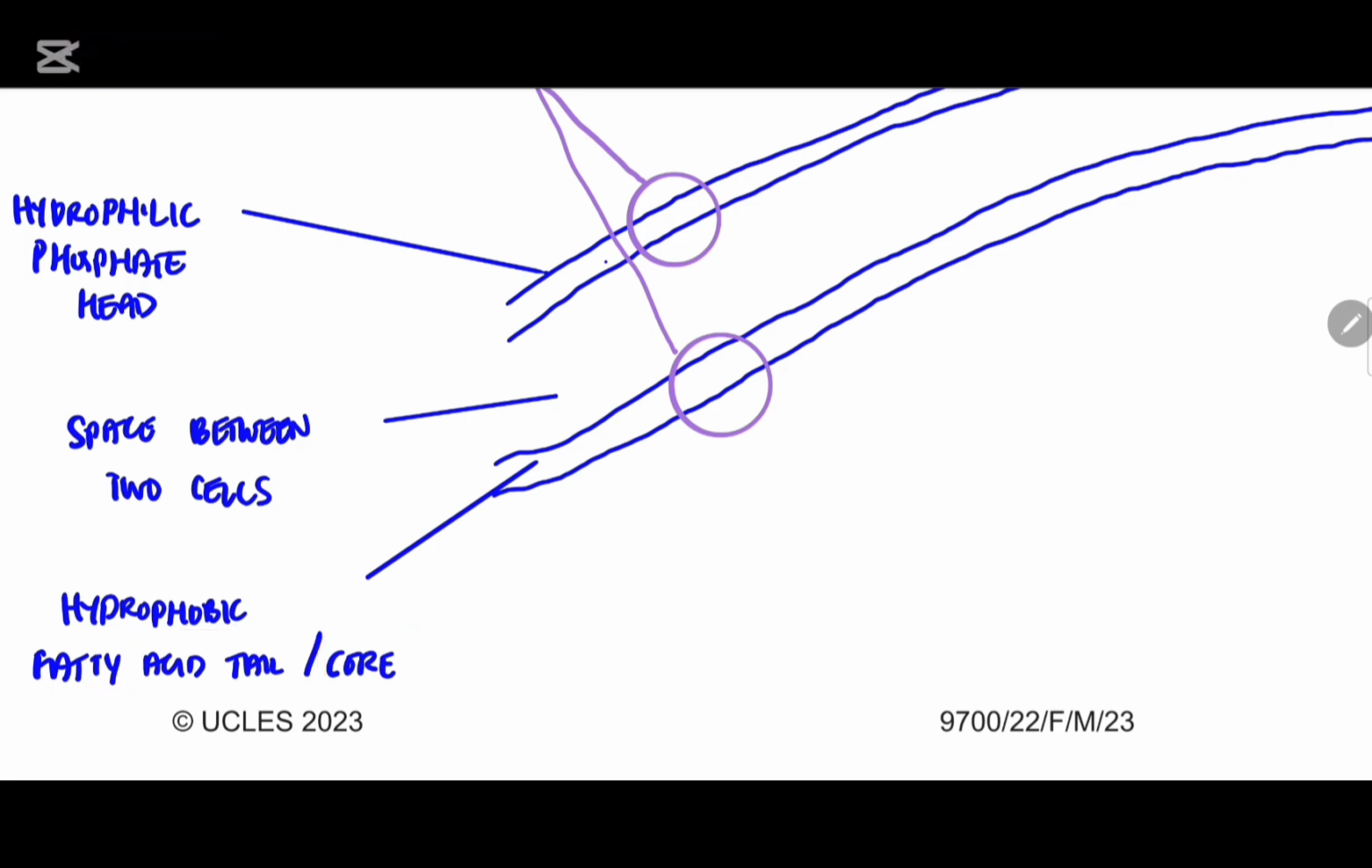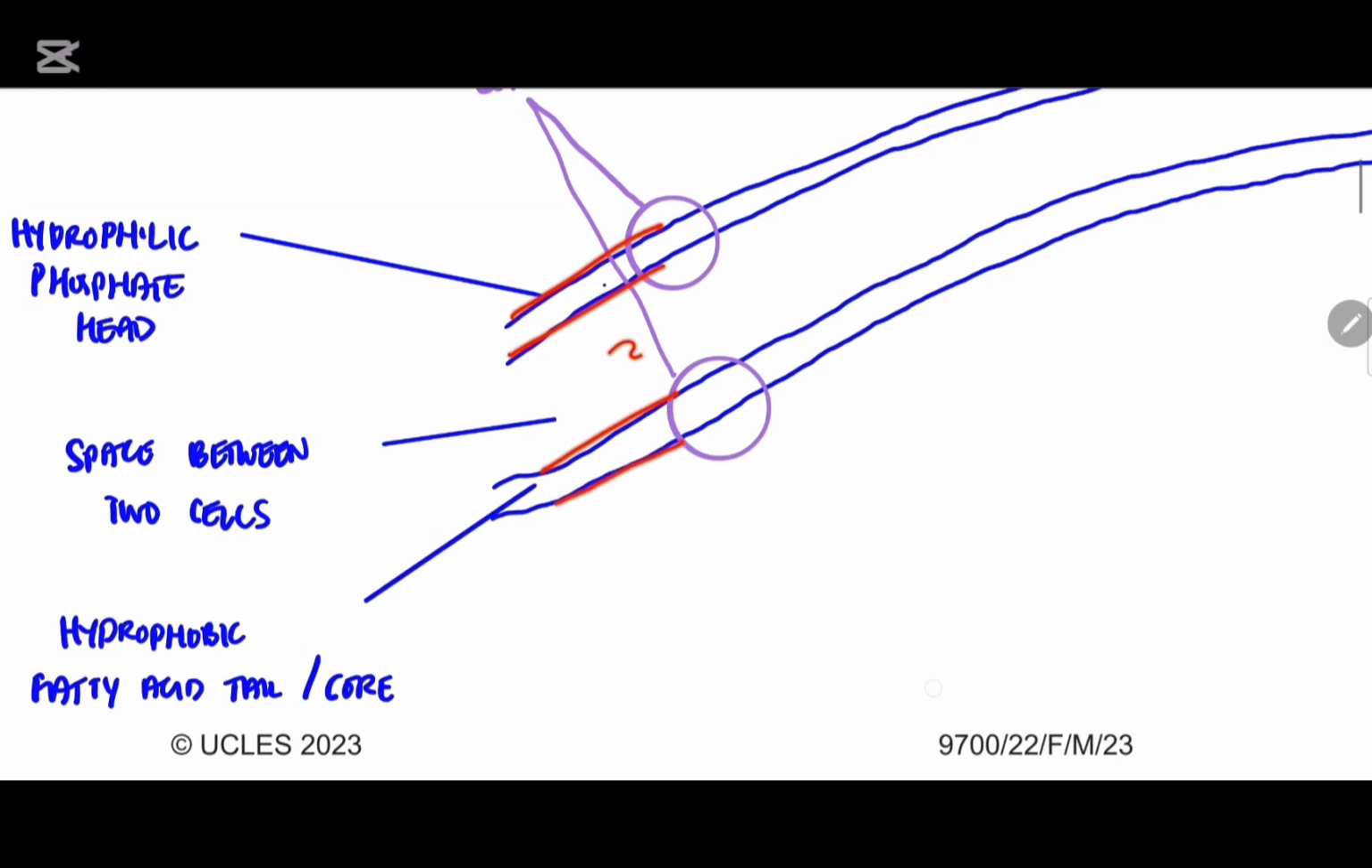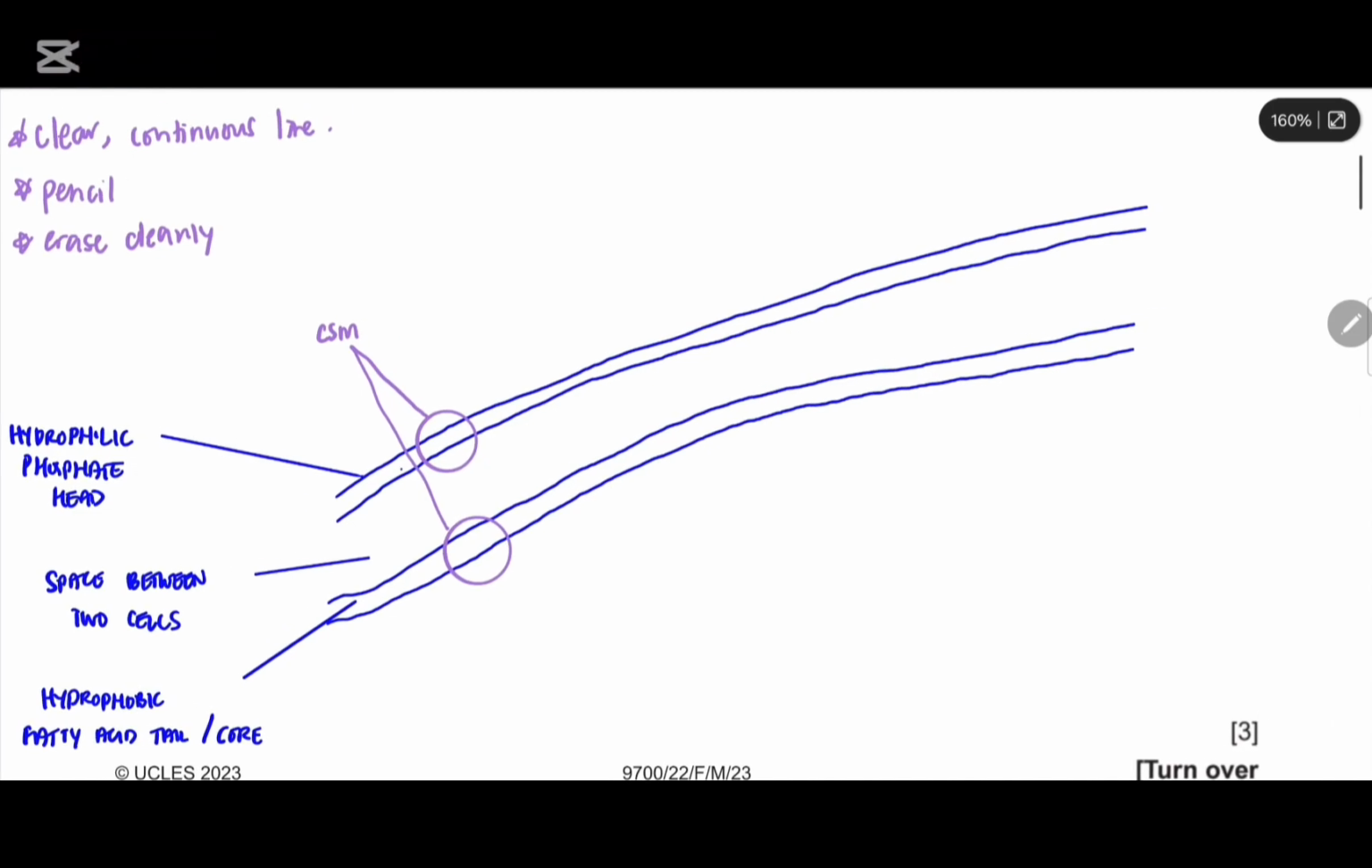The next point that they want you to recognize is the space between these 2 membranes. Because this is between 2 adjacent cells, this is the space between 2 cells, or intermembrane space. I don't really like to use the word intermembrane because I'm scared that you might get confused, but instead you can just label the space between 2 cells. That's clear, simple, and I think that is also acceptable. So please take note, and that's how it is.